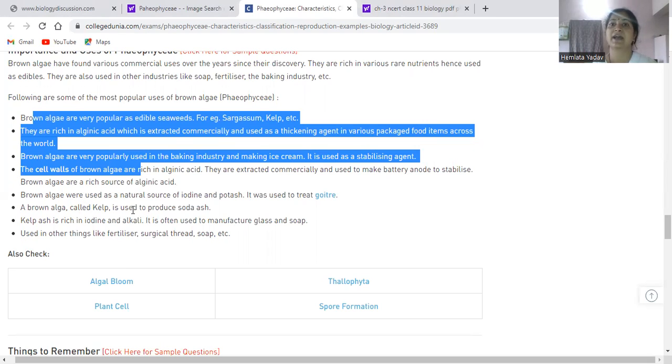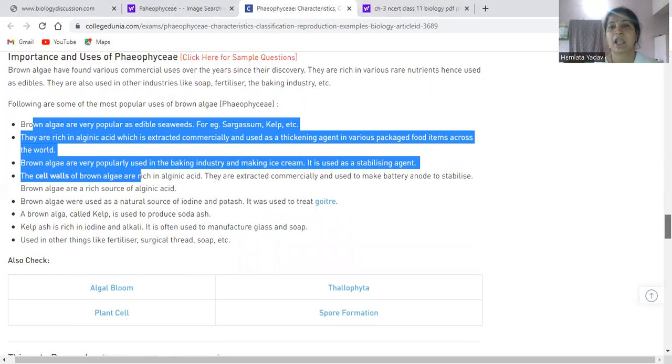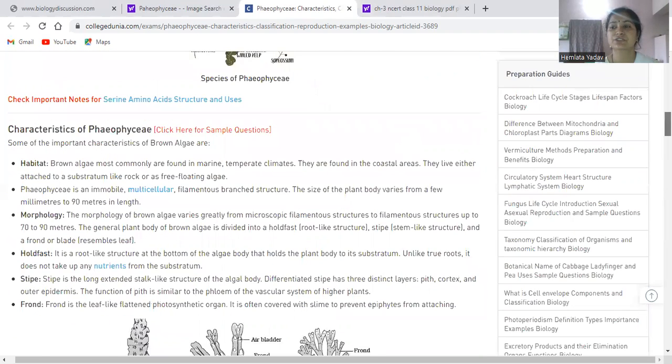It is used, iodine is extracted from them and it is used to treat goiter. Brown algae called kelp is used to produce soda ash. Kelp ash is rich in iodine and alkali. It's also used in manufacturing of glass and soap, and in other things like fertilizer, surgical threads, soaps. So these are different uses of brown algae.